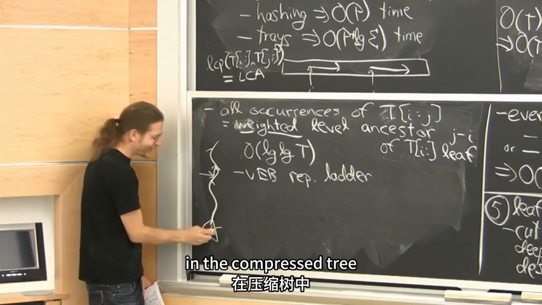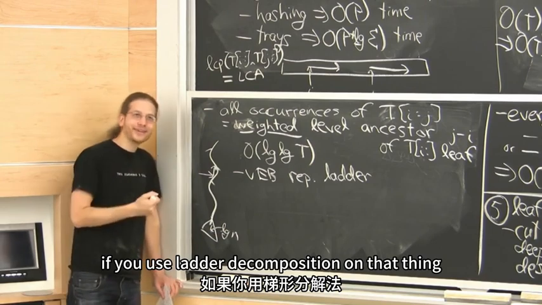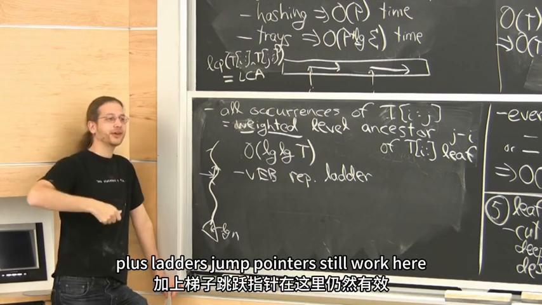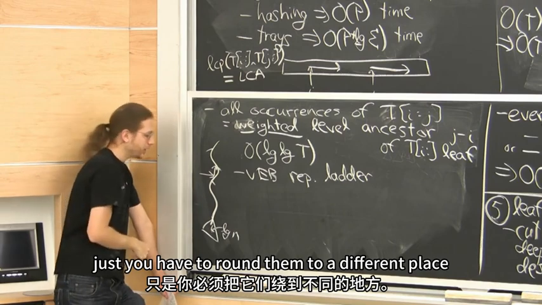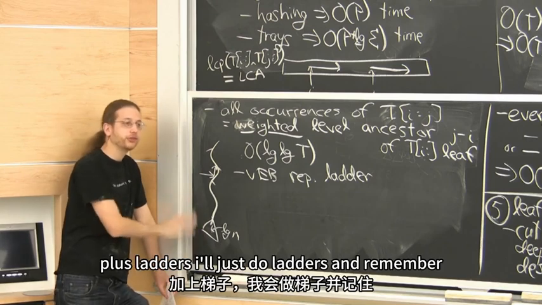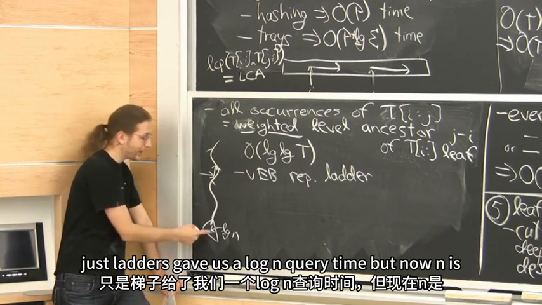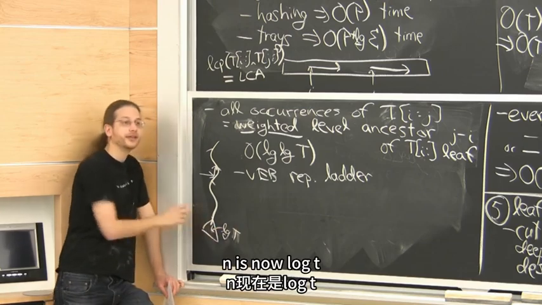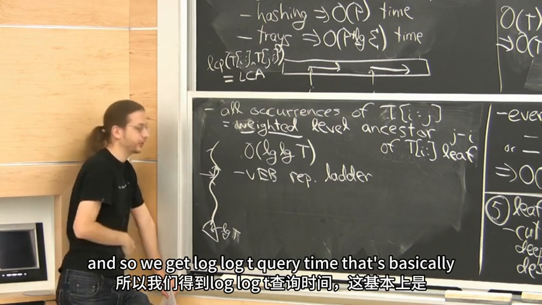So down here in the compressed tree, we have log n different nodes. If you use ladder decomposition on that thing, but not the hybrid structure, remember we use jump pointers plus ladders. Jump pointers still work here, just you have to round them to a different place. Down here, I'm not going to try to do jump pointers plus ladders. I'll just do ladders. And remember, just ladders gave us a log n query time. But now n is, or this is t, whatever. n is now log t. And so we get log t query time. And that's basically all you have to do.